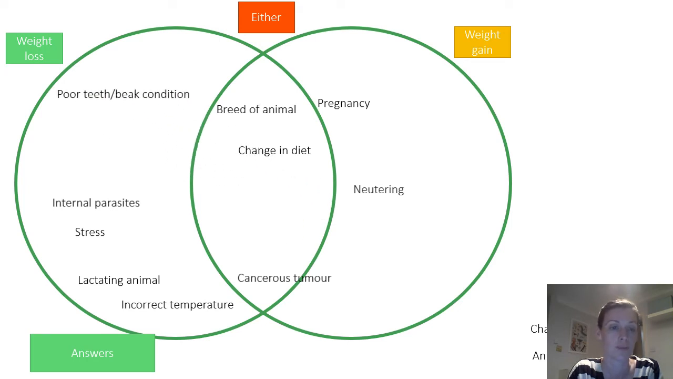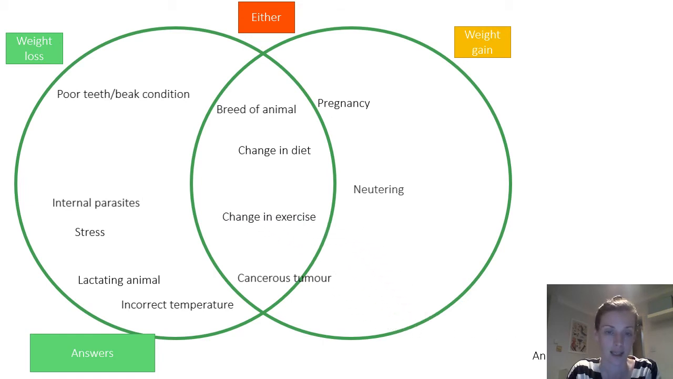So we've got poor beak or teeth condition. If an animal's teeth are sore, if it's got gum disease, or its teeth are overgrown like a rabbit, or its beak is overgrown as well, all those things can affect the animal's ability to eat its food.